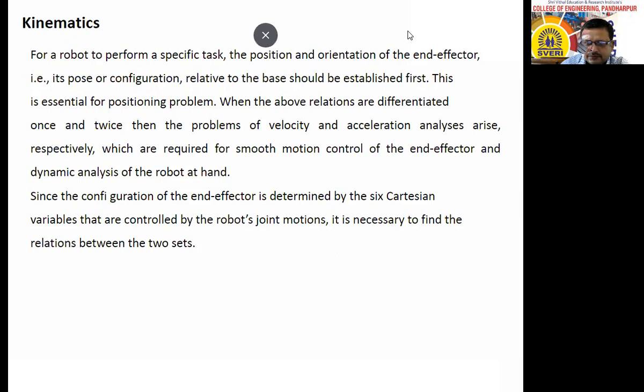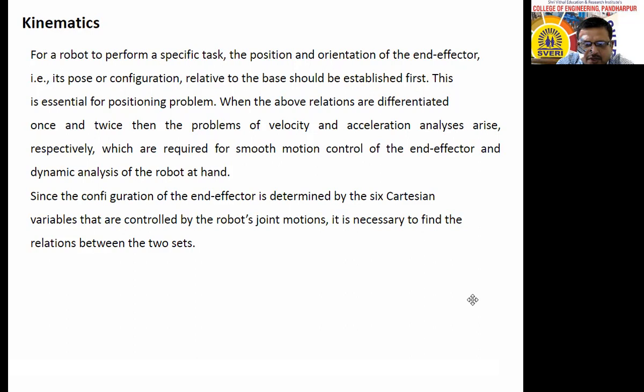Now, kinematics. For a robot to perform a specific task, the position and orientation of the end effector, that is its pose or configuration relative to the base, should be established first. This is essential for the positioning problem.